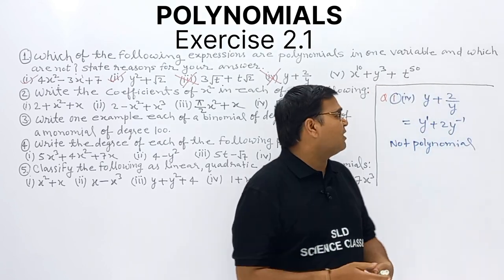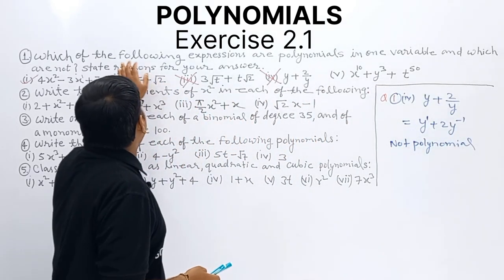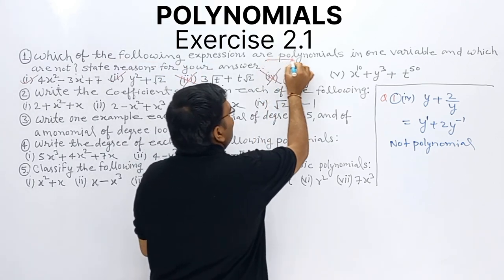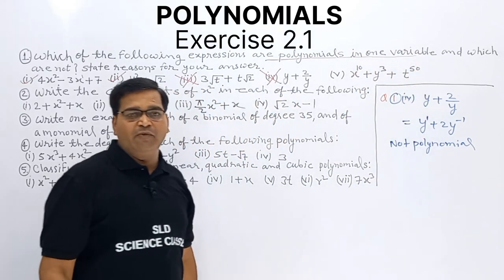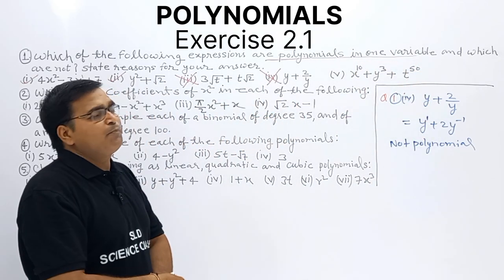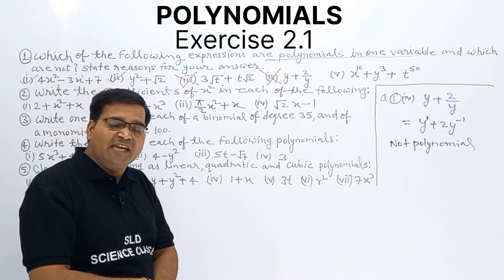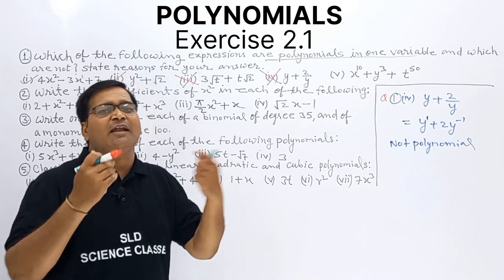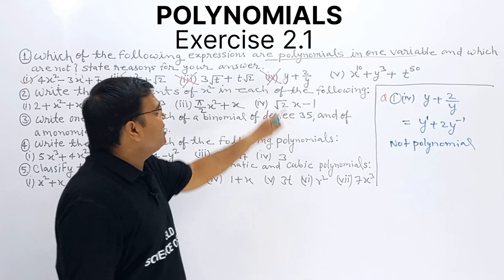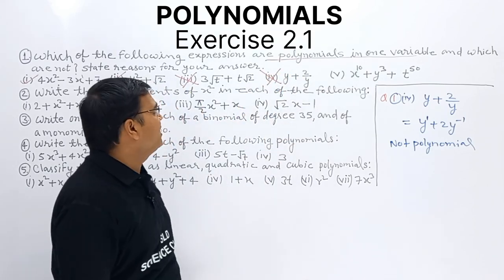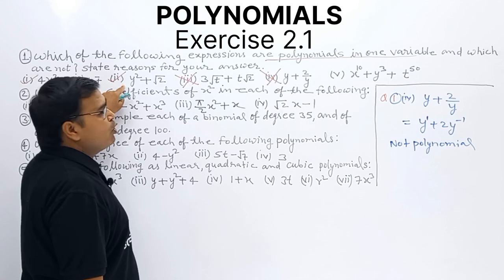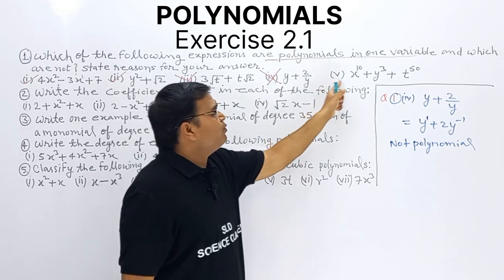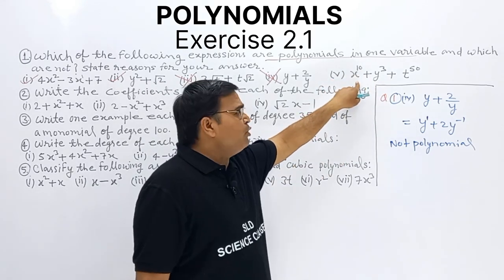Now the fifth one. Observe this one. What we want in the question is: which of the following expressions are polynomials in one variable? On the basis of the variables, we have one variable polynomials, two variable polynomials, three variable polynomials, four variable polynomials and so on. So we require the one variable polynomial. First and second are both one variable polynomials. Third and fourth are both not polynomials. But this one is a polynomial.